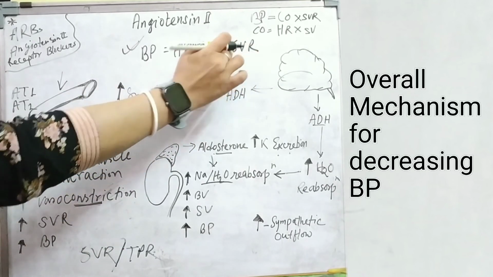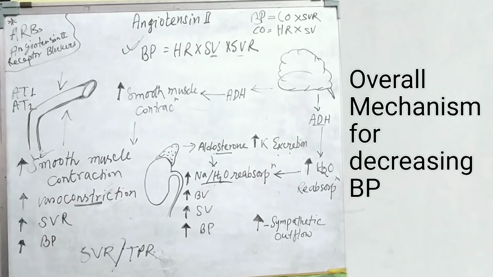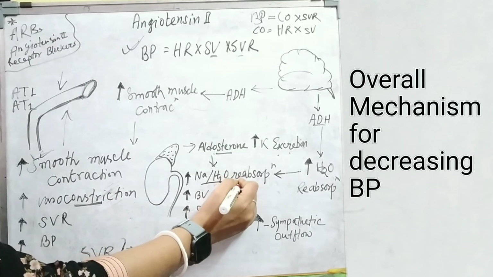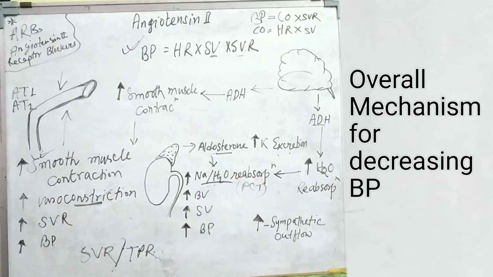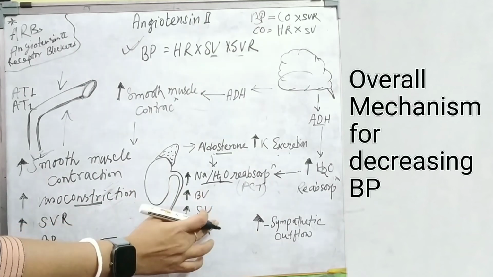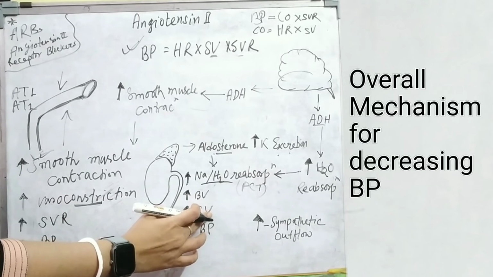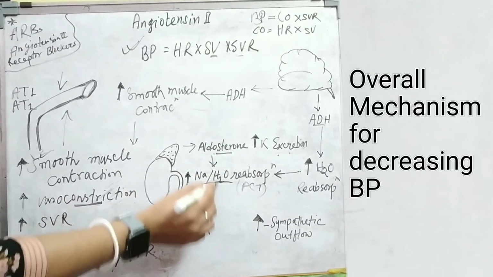So that was true in case of the previous one, and now for this. There is sodium and water reabsorption in the PCT of the nephron, and it increases the blood volume, stroke volume, cardiac output and blood pressure as well. So this is the way.